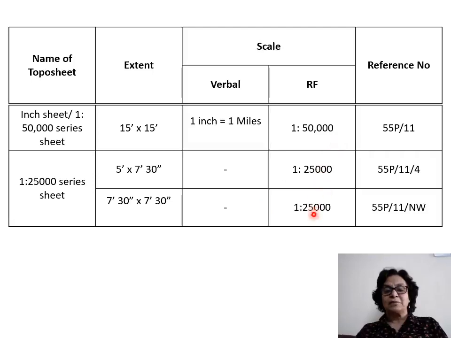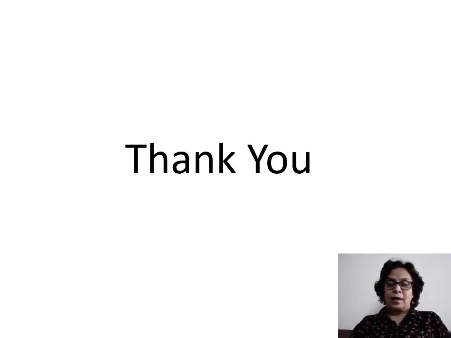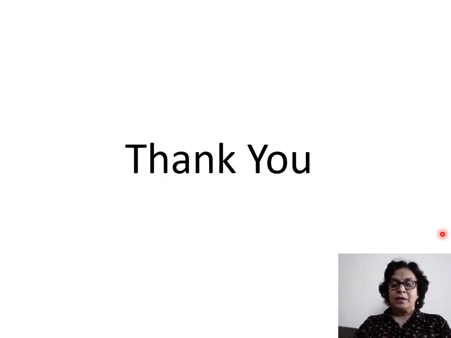Both have the same scale, 1:25,000, but they are numbered differently. So the first one is numbered as 55P/11/4, and the second one is numbered as 55P/11/NW. So I hope you have understood the indexing.